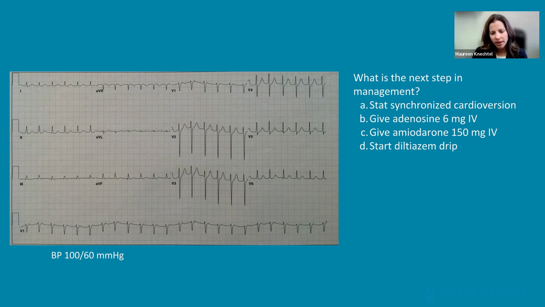We wouldn't give amiodarone. There's no need to jump to amiodarone. And then a diltiazem drip, if you did that, diltiazem, especially through an IV, is a very potent lowerer of blood pressure, and she's already 100 over 60. So you could take a relatively stable patient and make them unstable very quickly if you did that. So let's look at some take-home points for that case.